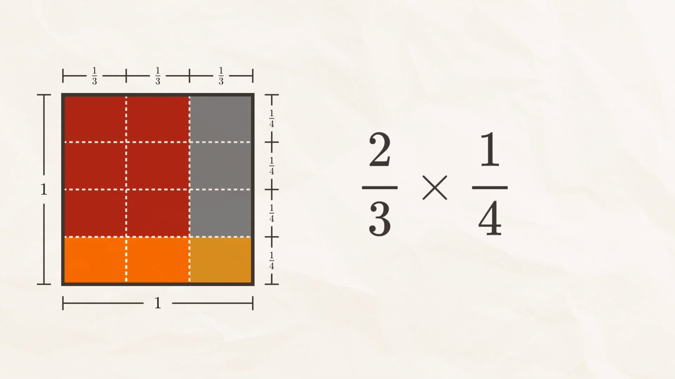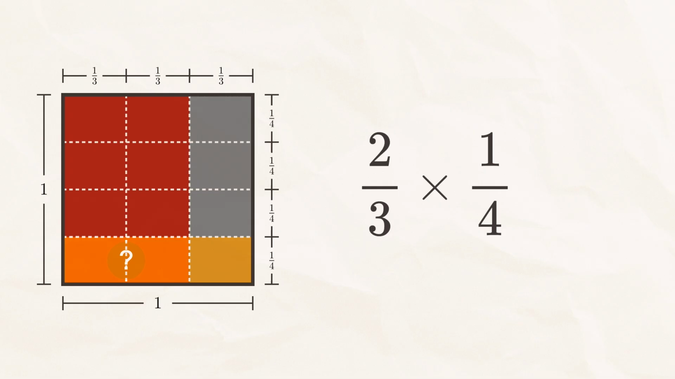That orange section is the overlap between our 2 fractions, and it looks to me like the width is 2/3 and the height is 1/4. That's our 2 fractions, which means that the orange rectangle is what we get when we multiply our 2 fractions. But how do we know what the area is in terms of a fraction?